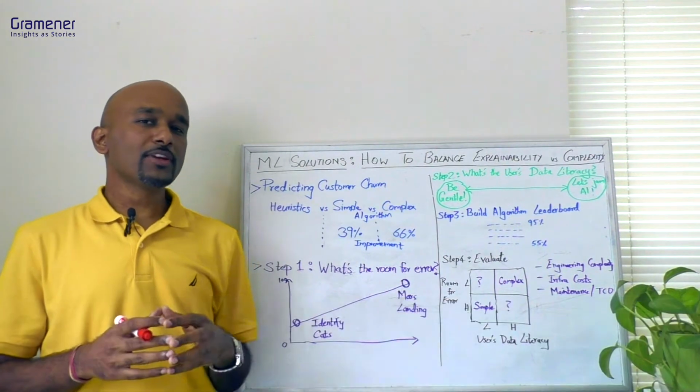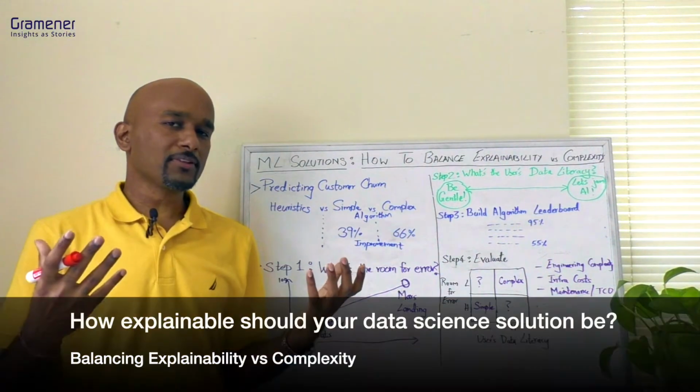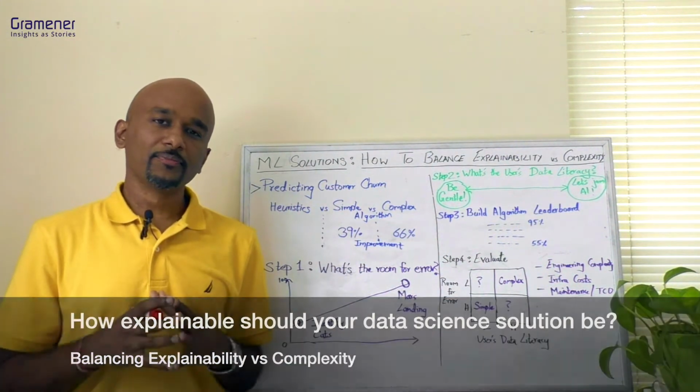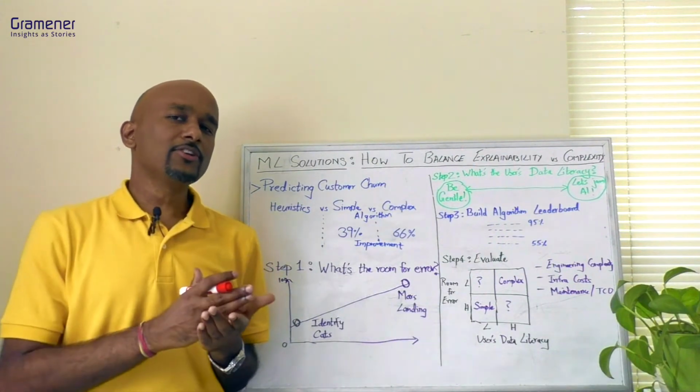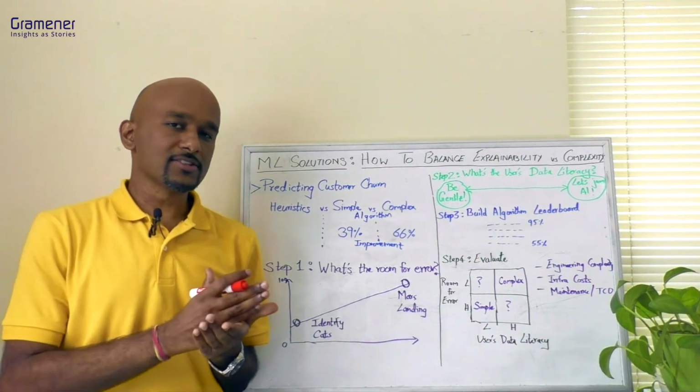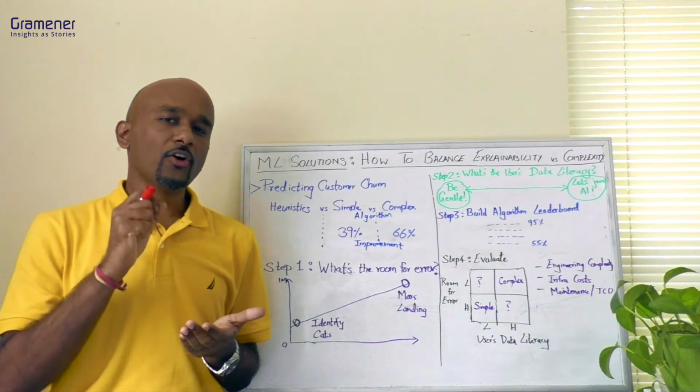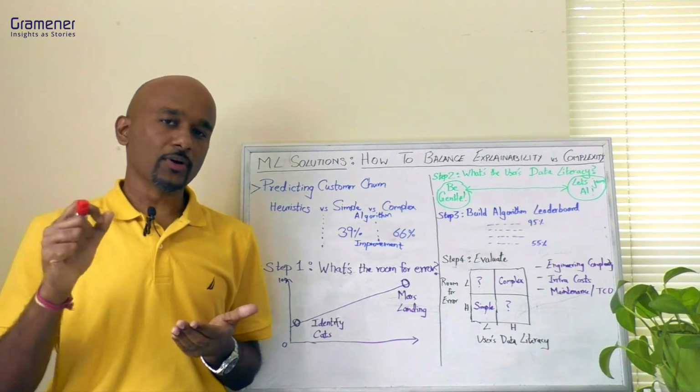Today we'll talk about how you can balance explainability and complexity of your machine learning solution. As a data leader, how do you guide your teams to make that critical decision? This can have a huge impact on your user adoption and business ROI.